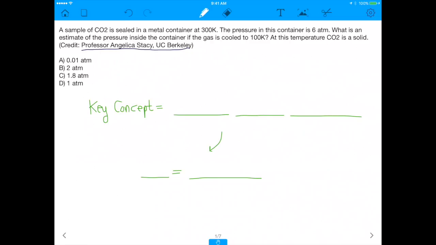It says a sample of CO2 is sealed in a metal container at 300 Kelvin. The pressure in the container at this point is 6 atmospheres. What is the estimate of the pressure inside the container if the gas is cooled to 100 Kelvin? The thing you should know is that at this temperature of 100 Kelvin, CO2 is a solid. So with that being said, let us now understand what the key concept is.